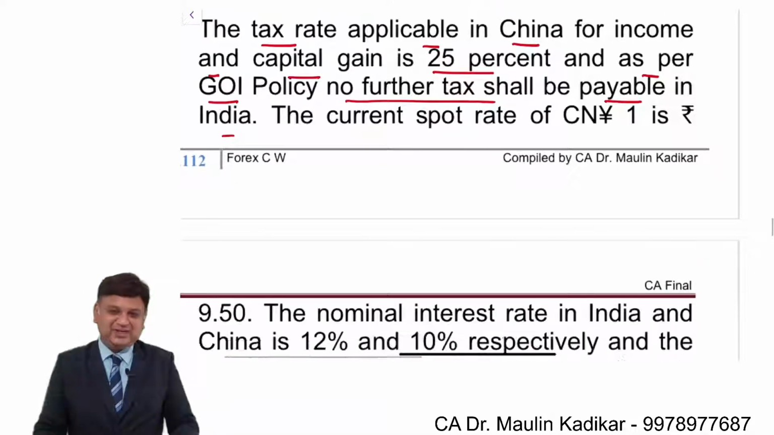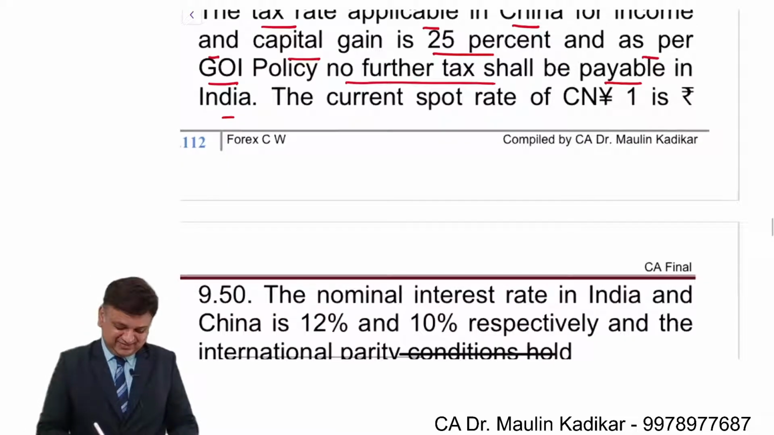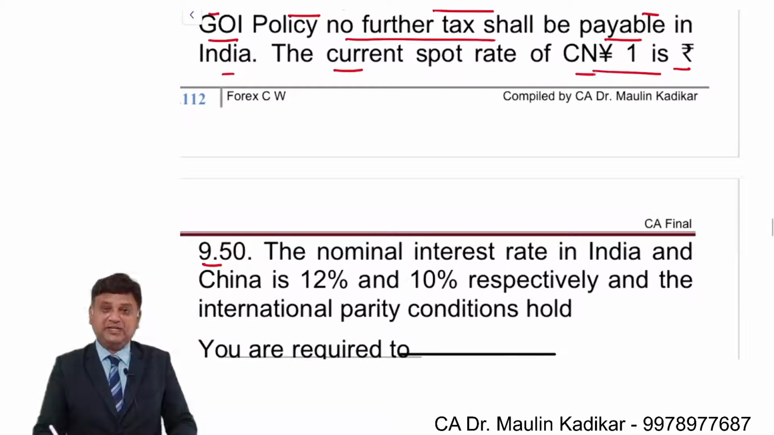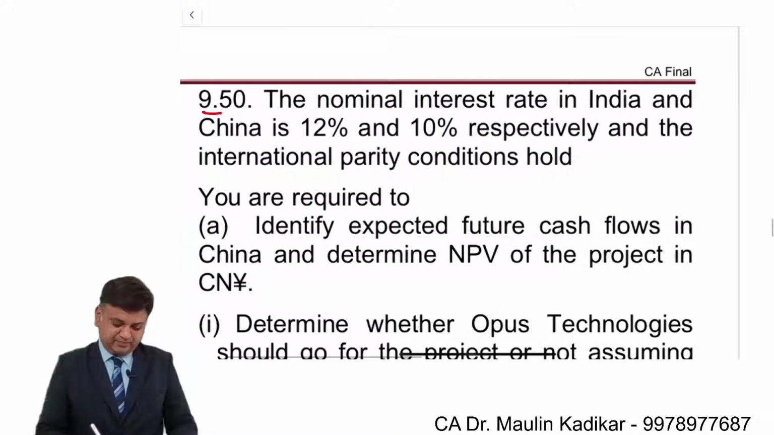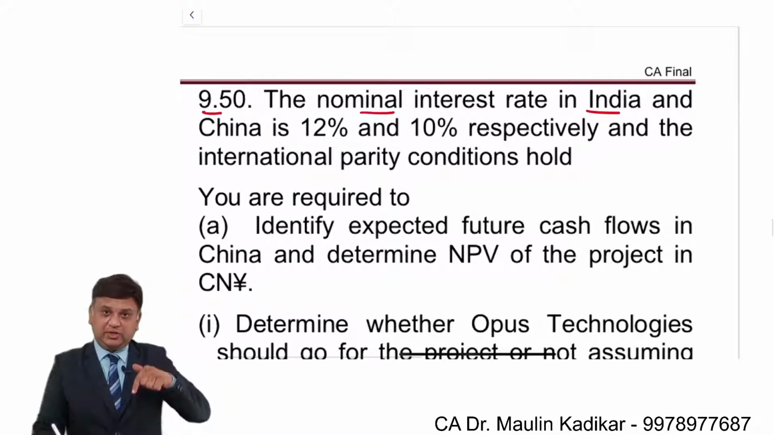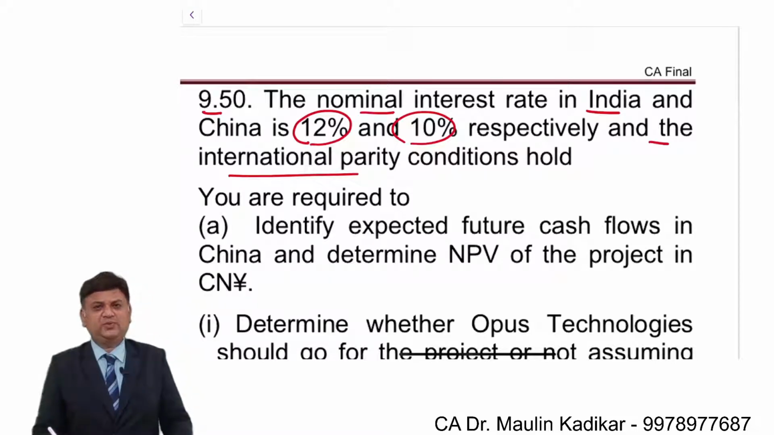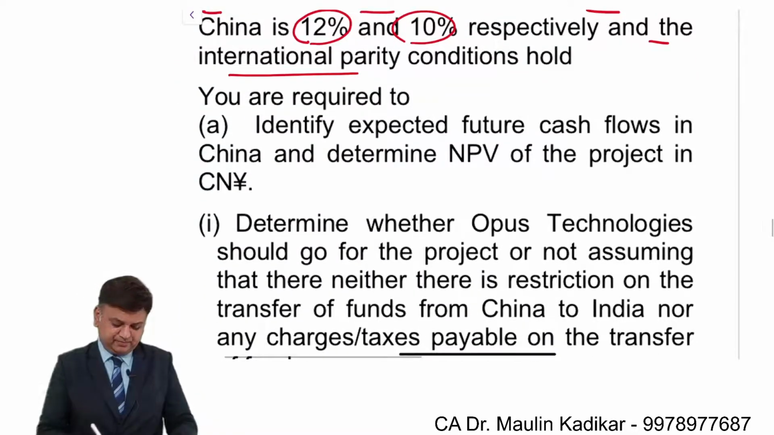India, China, very good relationship. The current spot exchange rate is 9.50 rupees per Chinese Yuan. Nominal interest rate over here is 12% and over there it is 10%. And the international parity holds, you need not provide it. That is what we always make as an assumption.